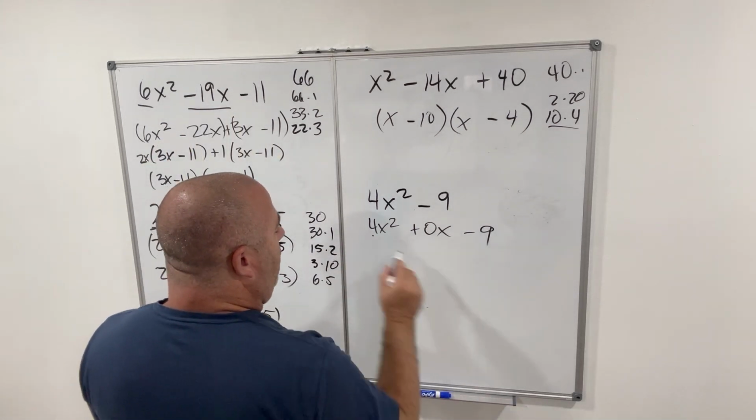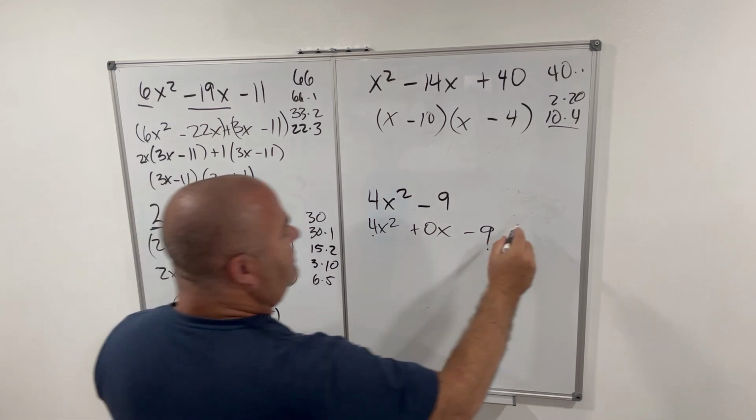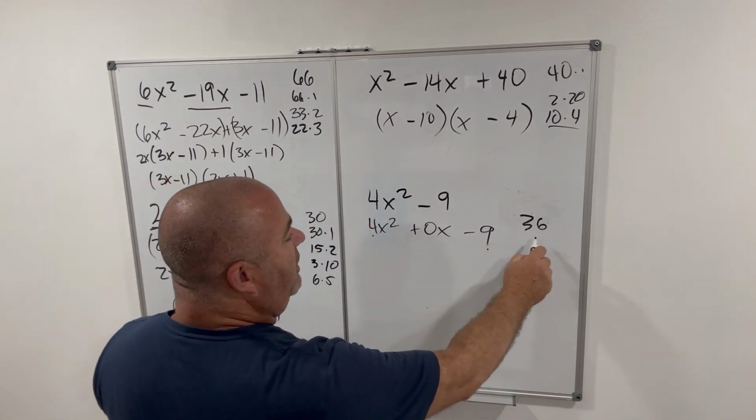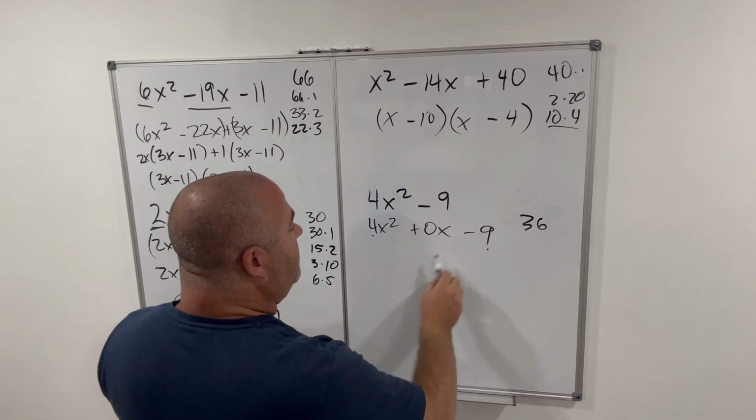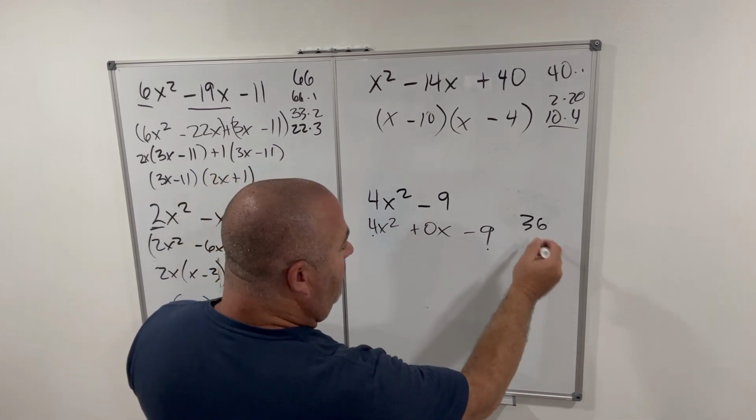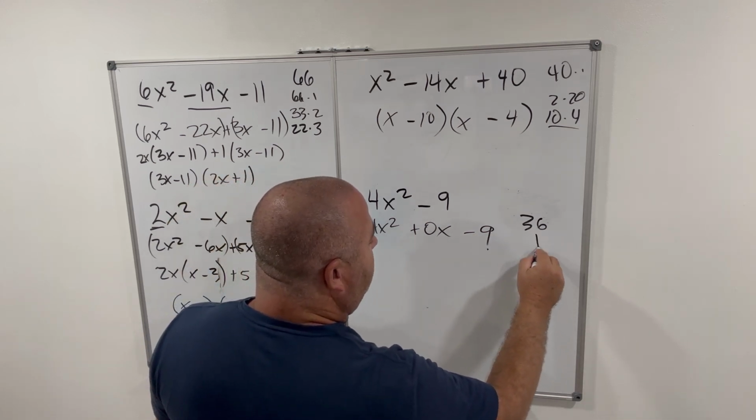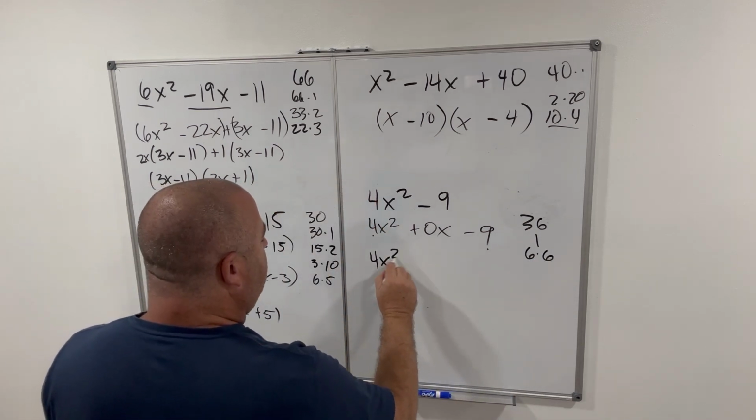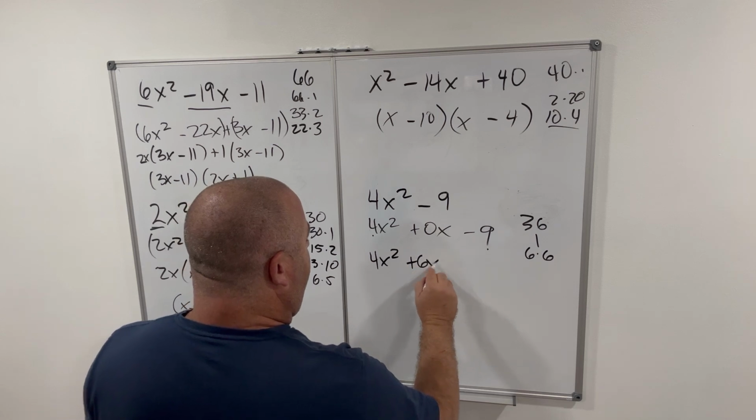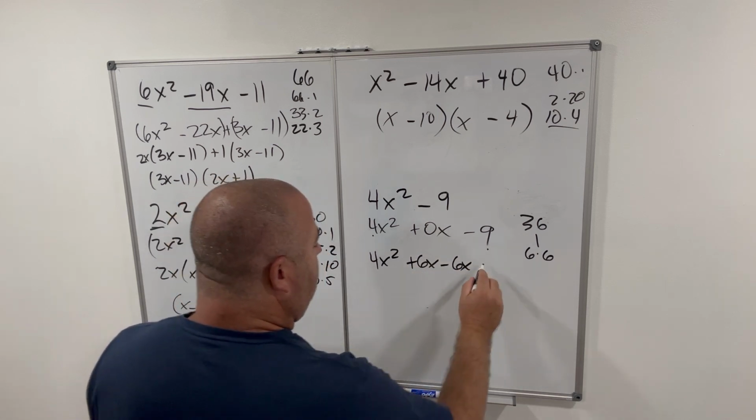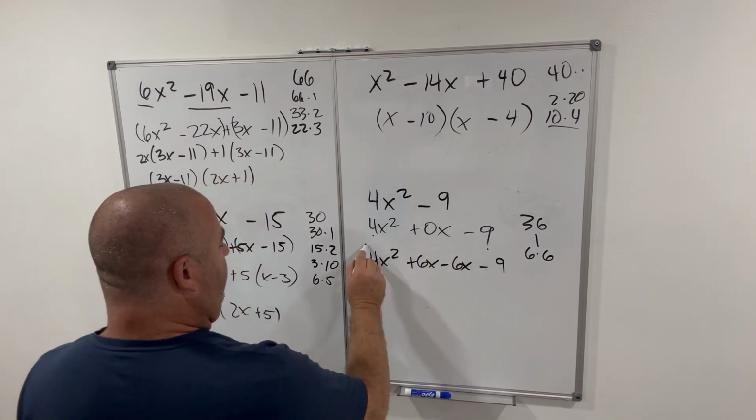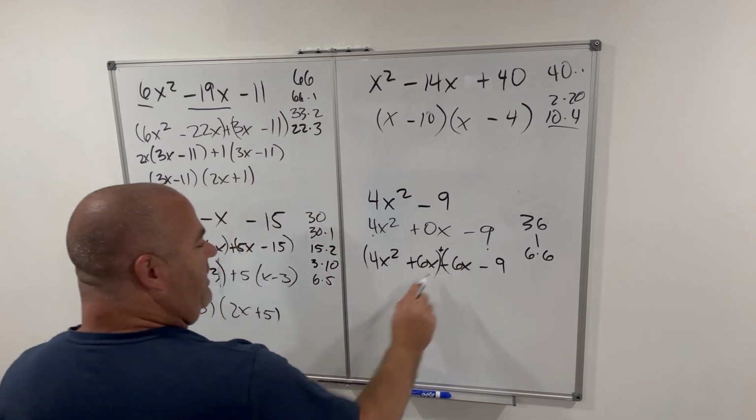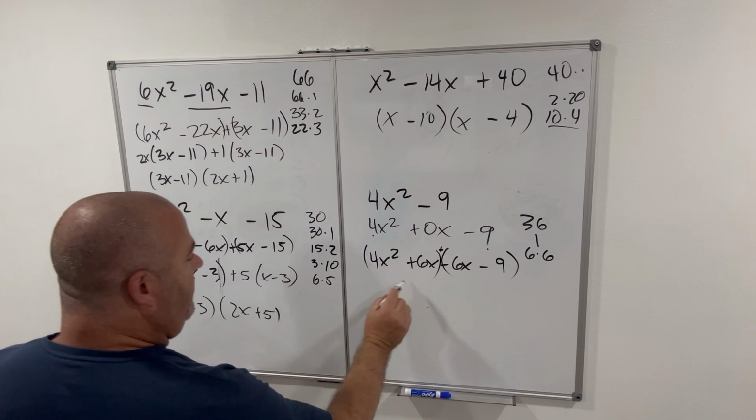So we're going to take 4 times 9, which gives us 36. And this time, because this is negative, we're going to be looking for factors of 36 that subtract to 0. So obviously we need the square root of 36, which in this case is just 6 times 6. So we can rewrite this as 4x squared plus 6x minus 6x minus 9. And we can do our grouping. I'm going to make this a plus just so we remember that we've got negatives here.